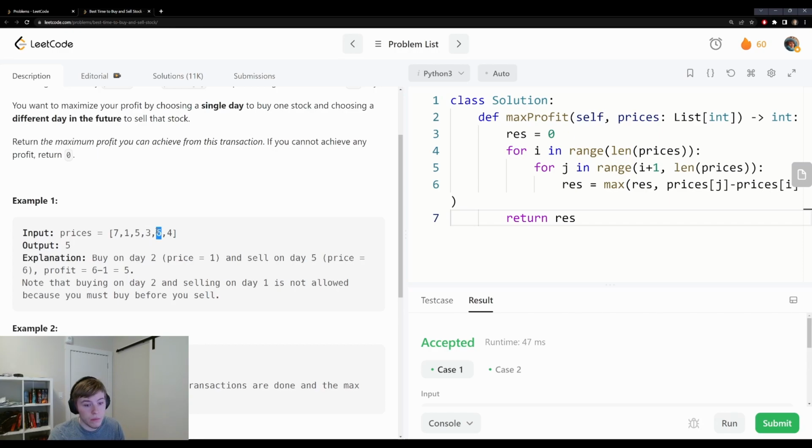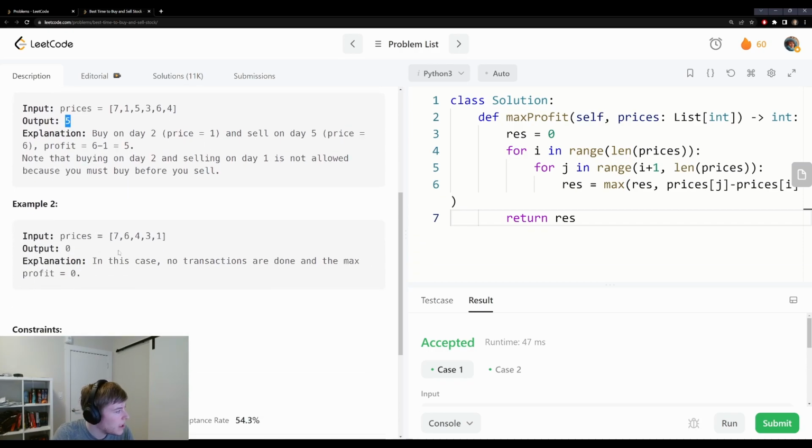Here, we could make $5 because we could have bought on the day that it was 1, sold on the day that it was 6. And then here, we could buy on the day that it was 1 and sell on the day that it was 4, which would give us a profit of 3. So the most we found there was a profit of 5. Here, we see that there's never a day where it was worth less prior to the day that we want to sell. So essentially, it's strictly decreasing prices.